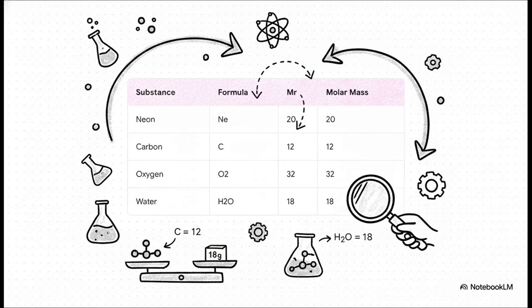Now, what's really interesting is how beautifully everything connects here. The molar mass, which is just the mass of 1 mole of a substance in grams, perfectly mirrors its relative mass. Carbon has a relative atomic mass of 12, so 1 mole of carbon weighs exactly 12 grams. Water has a relative molecular mass of 18, so 1 mole of water weighs exactly 18 grams. It's a perfect match. This is exactly how chemists translate that invisible relative mass of an atom into tangible grams that they can physically weigh on a lab scale.